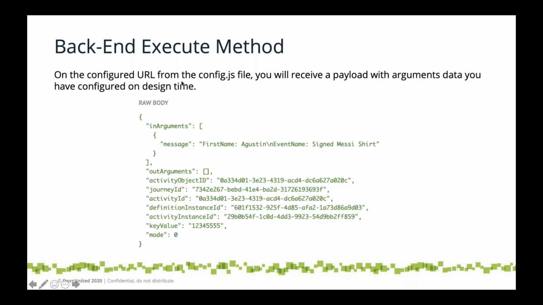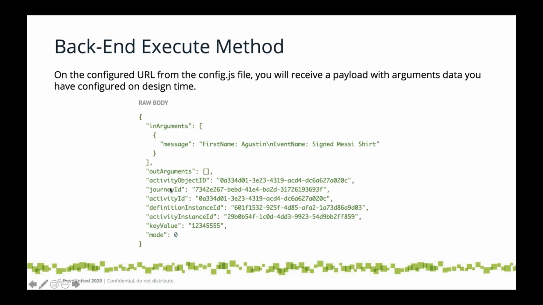So what about the execute method in the backend? What will you receive when the contact passes over your custom activity? You will receive a JSON that can also be encoded in JWT. There is a configuration that you can put in your config.json to say to Marketing Cloud, hey, I want the message on the execute method to be encoded in JWT.